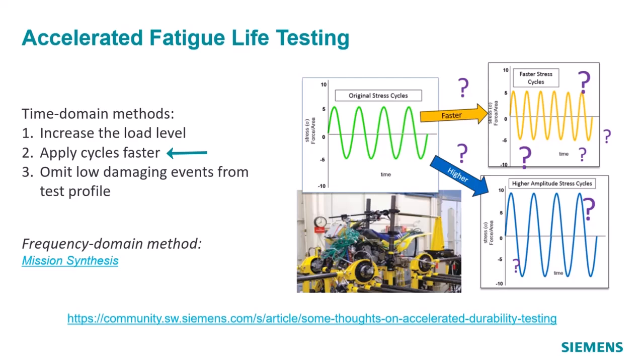Remember, from the S-N curve, we want to apply the number of cycles for failure within a shorter period of time. So if you do it faster, perhaps that may help, and we'll take a look at that. And the third concept is to omit low damaging events from the test profile. That is an important concept, and that is where we'll focus for the rest of the presentation.